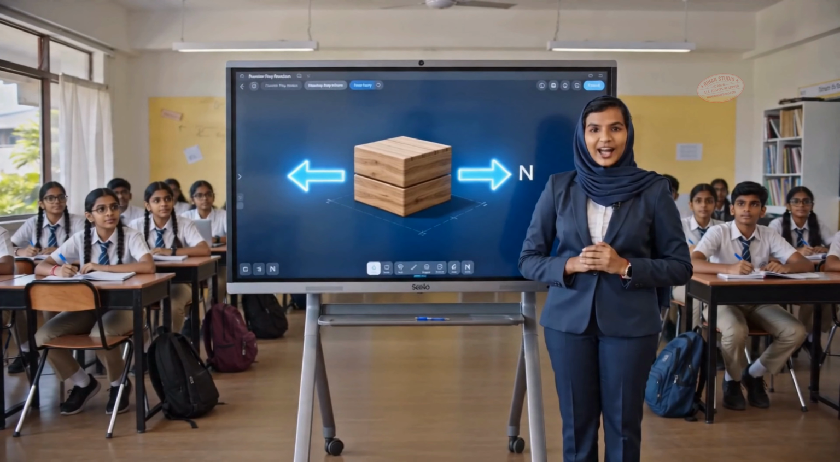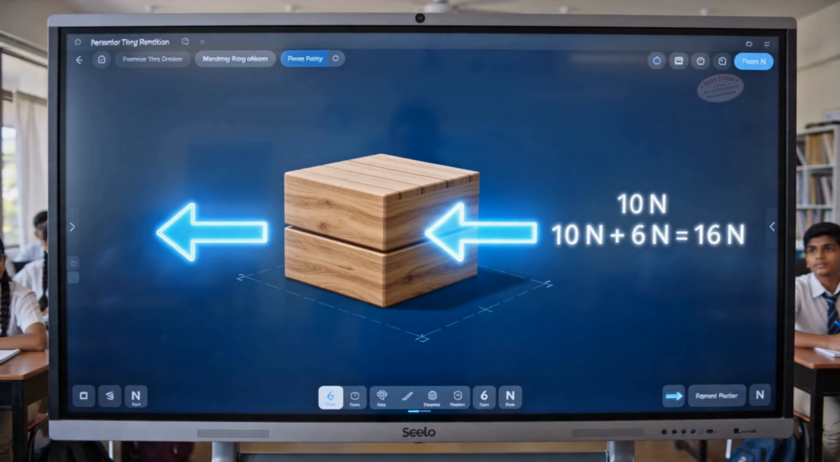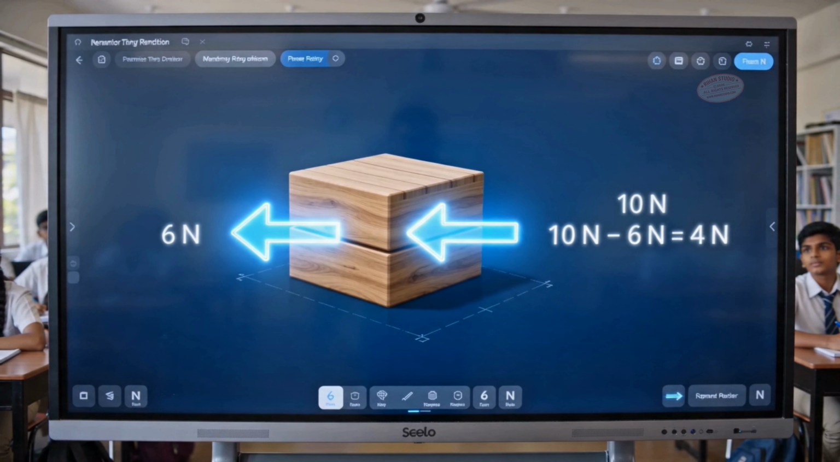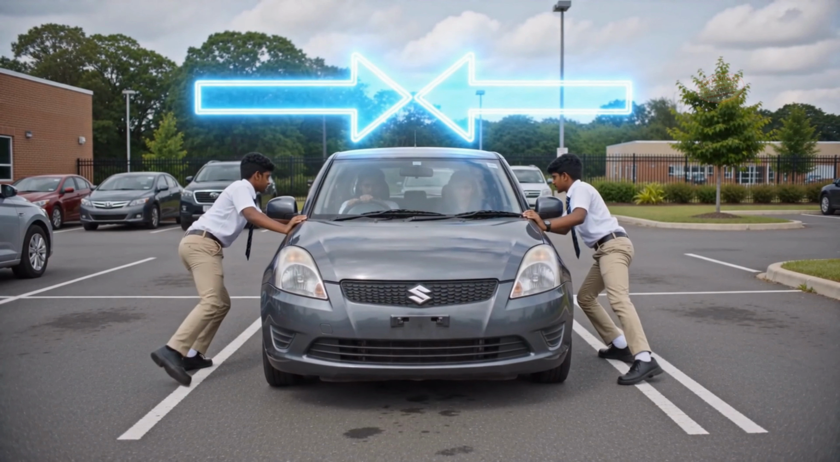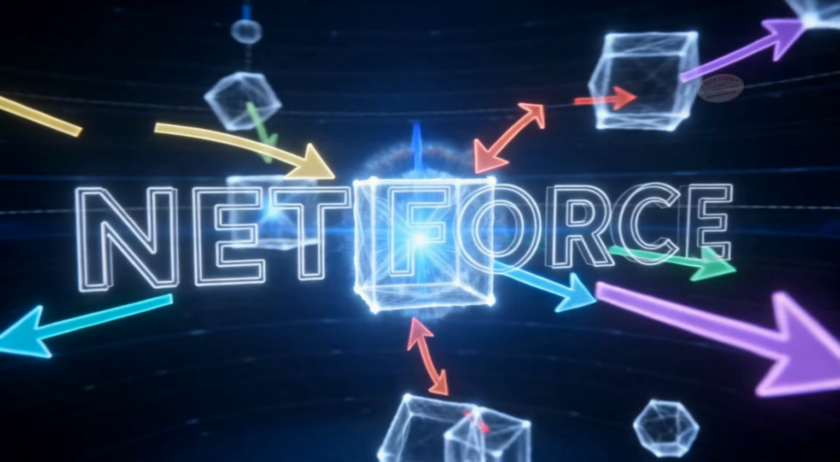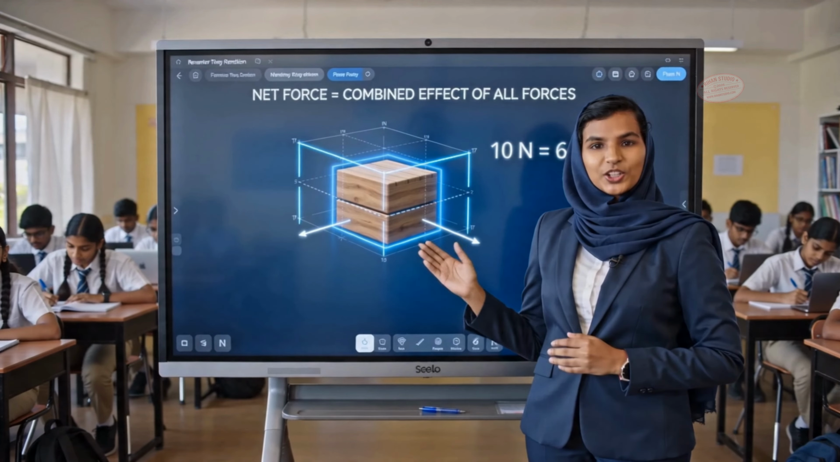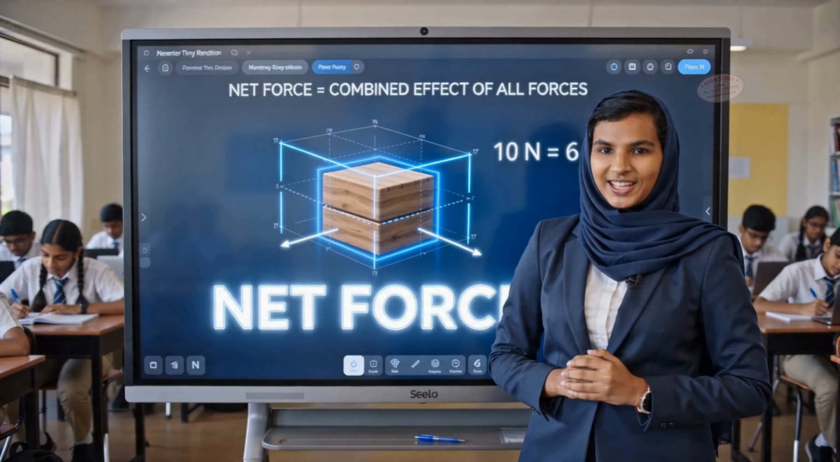Students, when several forces act on an object, we combine them to find the net force. When forces act in the same direction, we simply add their magnitudes. When forces act in opposite directions, we subtract the smaller force from the larger one. This combined force is called the net force. It can alter an object's motion in its direction. To understand motion, we must always identify the net force acting on an object.